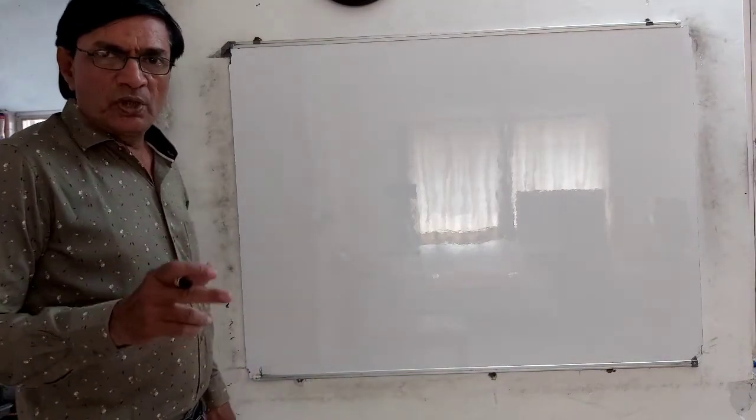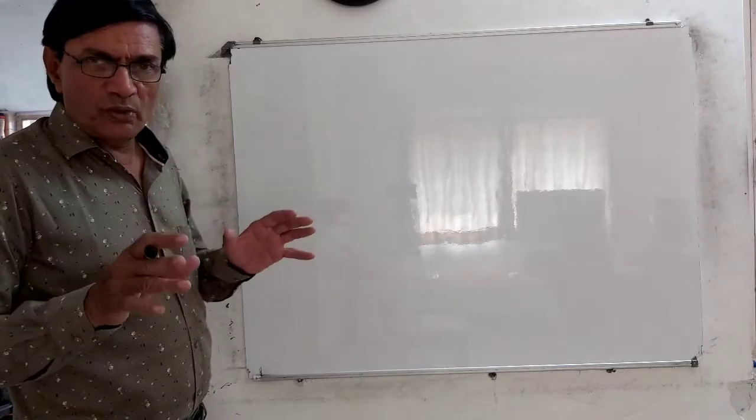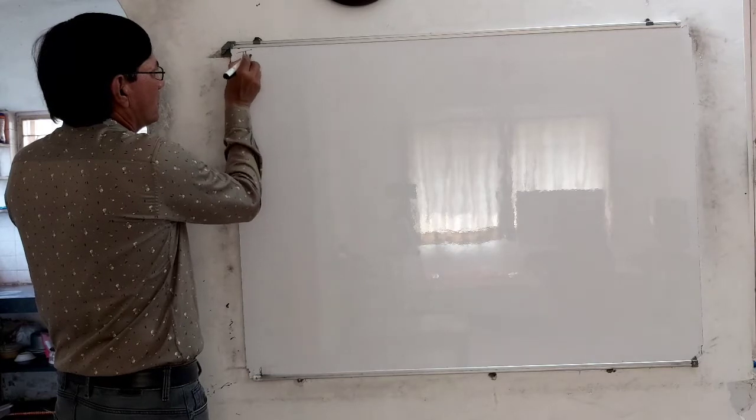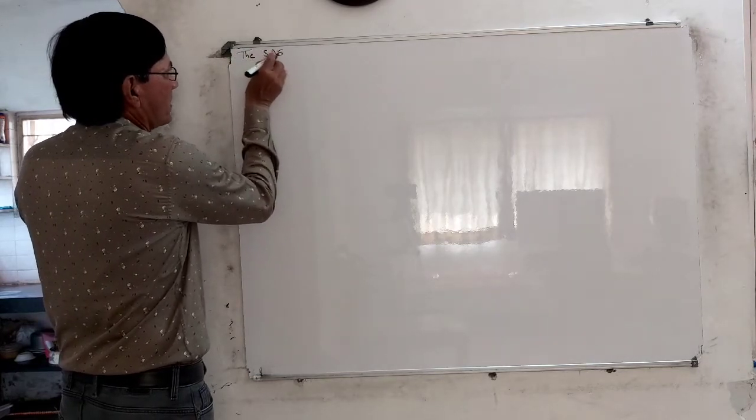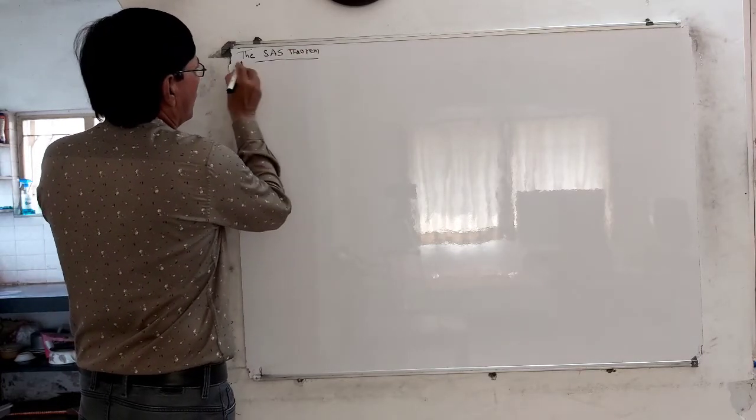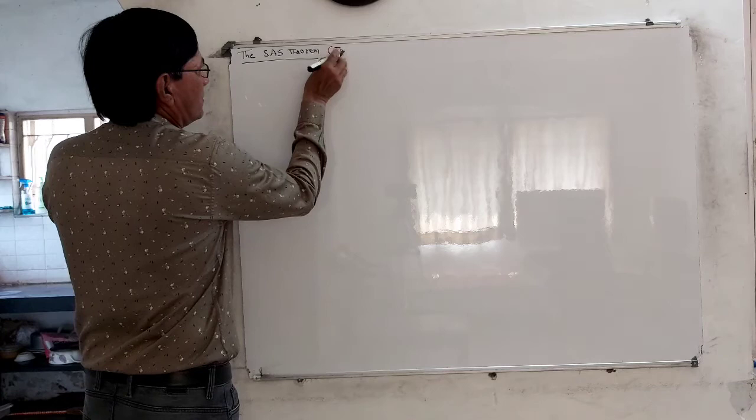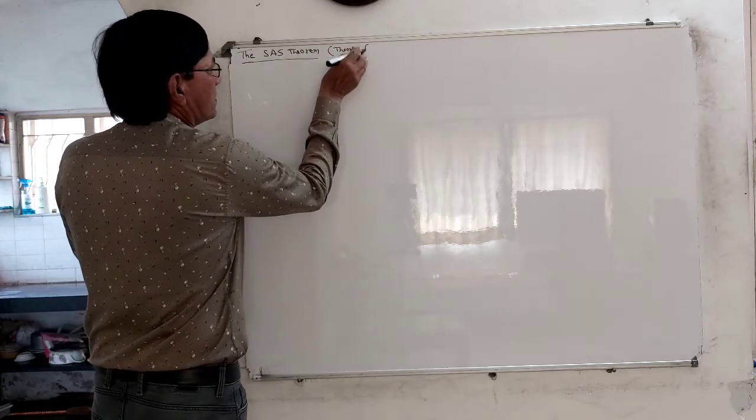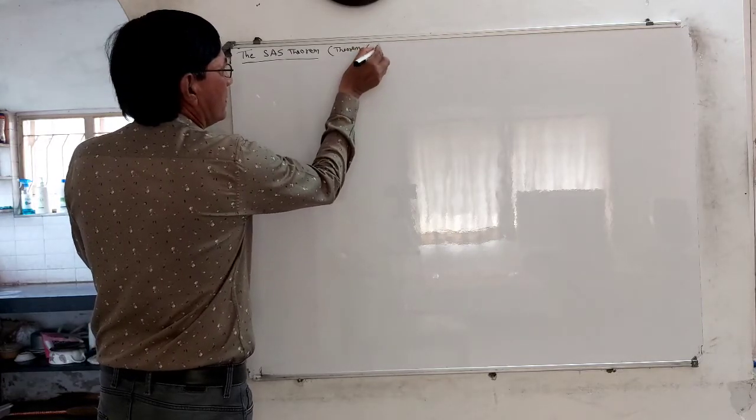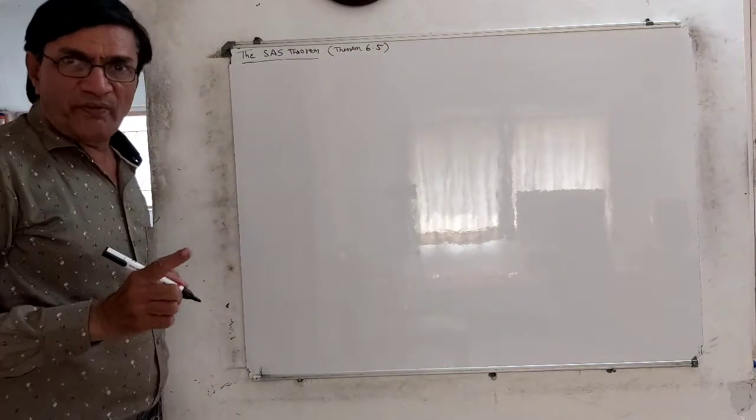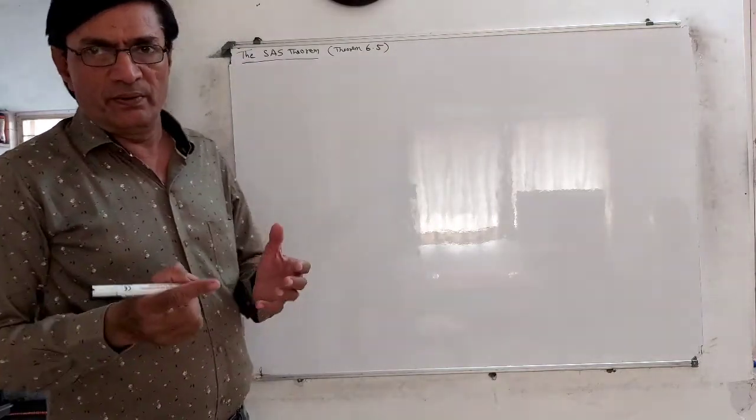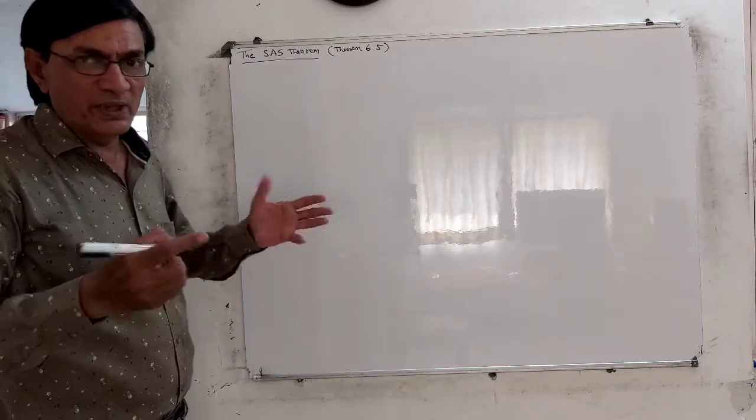Alright, good morning students. Today I am going to discuss a very important theorem, the SAS theorem, or according to your textbook, Theorem 6.5. Theorem 6.5 is called the SAS theorem. Why is it called the SAS theorem? Side angle side. Now this theorem is given in the textbook.